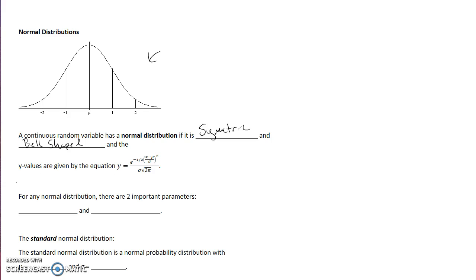Now, the y values are given by this really, really nasty formula, which we're not going to be working with too much in this course. We're going to be using Microsoft Excel or technology to help us with this. So, for any normal distribution, there are two important parameters. Those are the mean and the standard deviation.